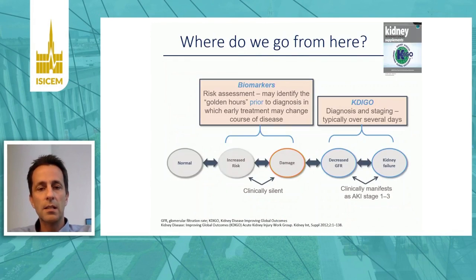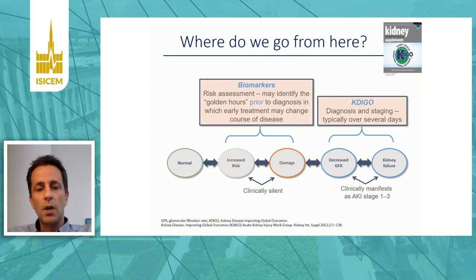Here you see that acute kidney injury is a continuum, starting with an increased susceptibility and ending on the right side with a kidney failure. An increased risk and kidney damage are clinically silent. We cannot use the functional biomarkers serum creatinine and urine output to diagnose an increased risk and damage. If we have a disease progression and the GFR goes down, then we can use the serum creatinine and urine output to diagnose and stage an AKI.